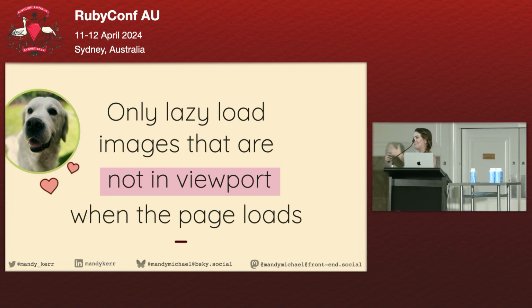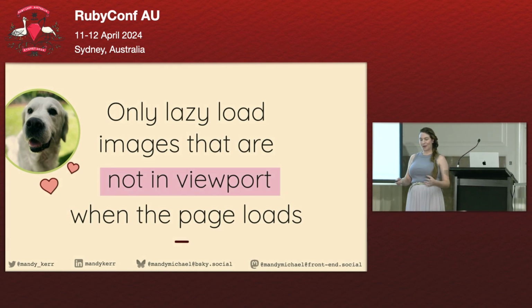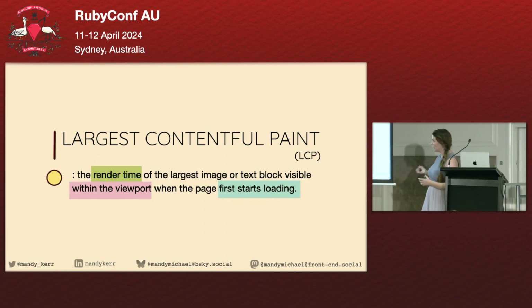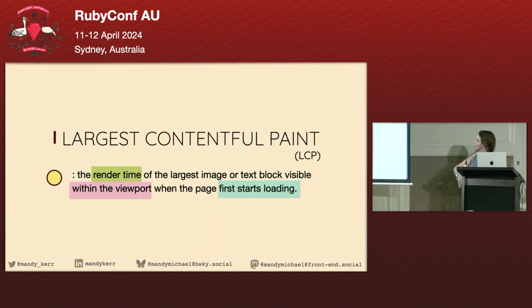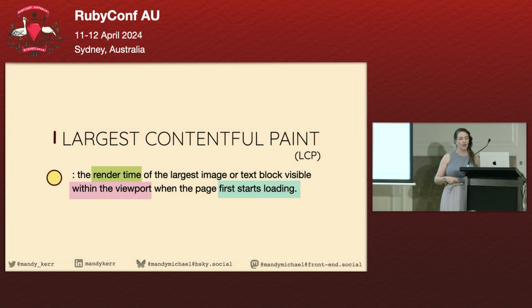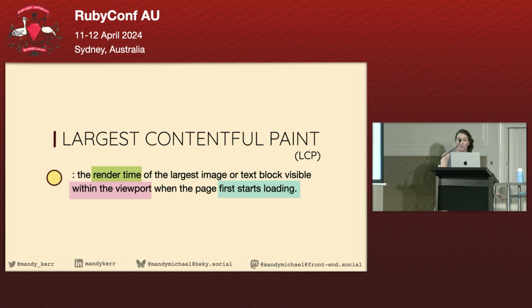If there's an image in the viewport when the page first starts loading, it's considered part of the largest contentful paint, which is a performance metric that refers to the largest image or text block that is visible within the viewport when the page first starts loading. If you try and lazy load an image that's part of that, it's going to negatively impact your page because it won't be loaded as quickly as it needs to because you've deferred it.